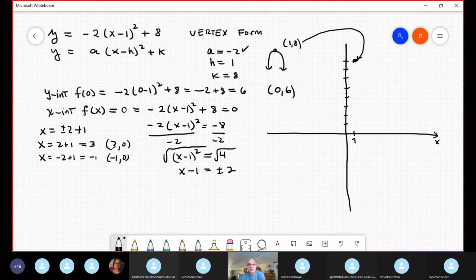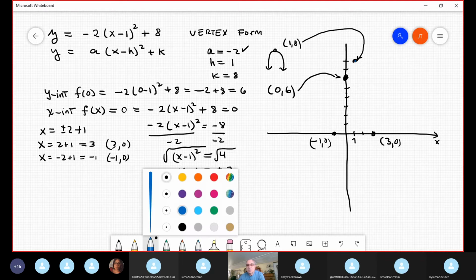But I also know that the y-intercept is 0, 6: 1, 2, 3, 4, 5, 6 here. This point is 0, 6. And I also know that the x-intercepts are 3, 0 and -1, 0 here. So I suppose that my parabola looks like that.